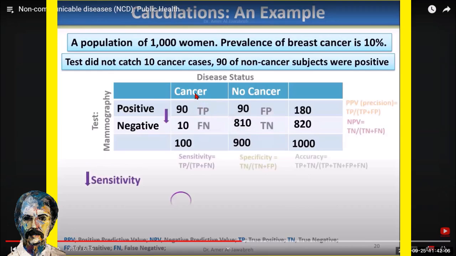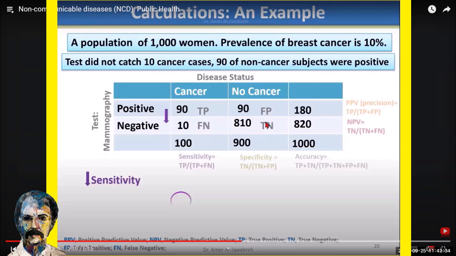Cancer, and they are positive. It's true positive. This is what we want. Then we have, don't look down, look diagonal. Diagonal, this is not cancer, and they are negative, which is also what we want. So true positive and true negative, we want to maximize this. We want the test to be as high as possible here.